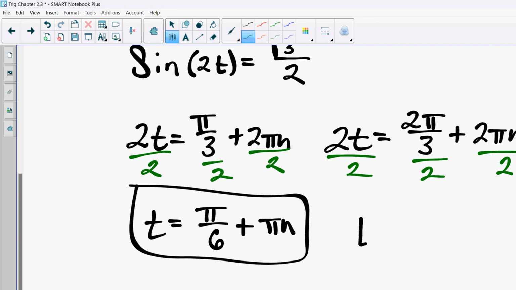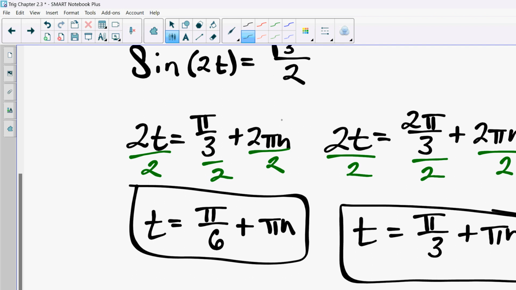2t divided by 2 is t. 2 pi over 3 divided by 2 is going to be pi over 3. I mean, it would be 2 pi over 6, but 2 and 6 would simplify to pi over 3, plus pi n. And we get these two here.